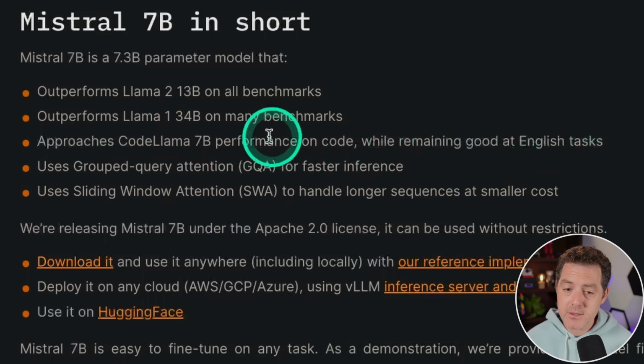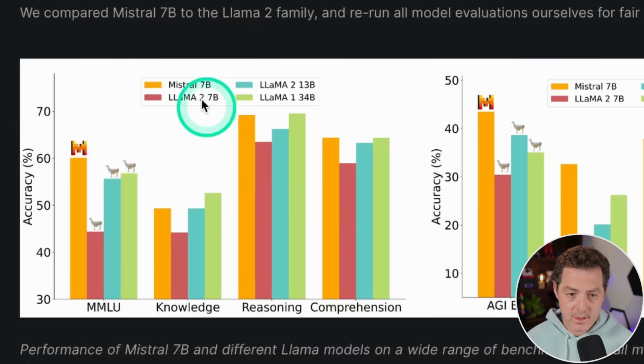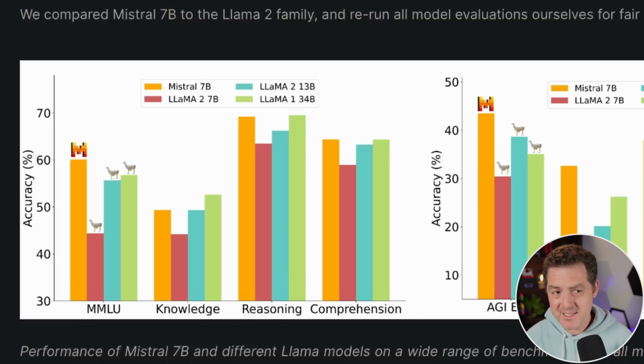They talk a little bit about the technologies that they use. They use group query attention and sliding window attention, which are two newer large language model technologies. Here we can see a little bit about its performance. Mistral 7B is this yellow one, and we can see it across the different eval methods. But I've never really trusted any of these eval methods. I just like to test it with real world use cases.